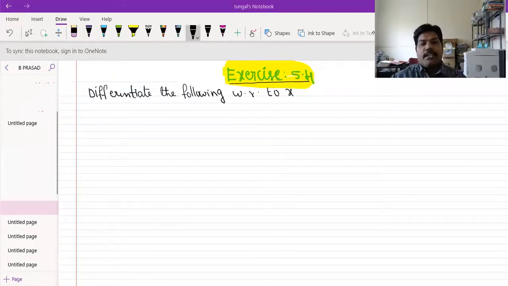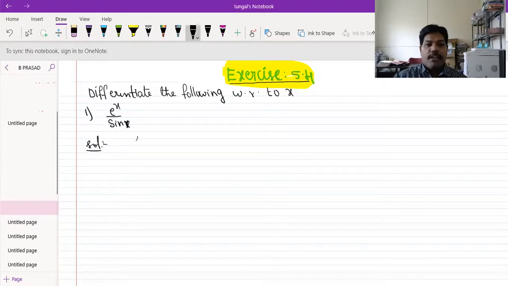Start the exercise 5.4. Differentiate the following functions with respect to x. See that question, students. The first question is e power x by sin x. They are asking how to differentiate this function with respect to x. How can you calculate this, students? See that first.